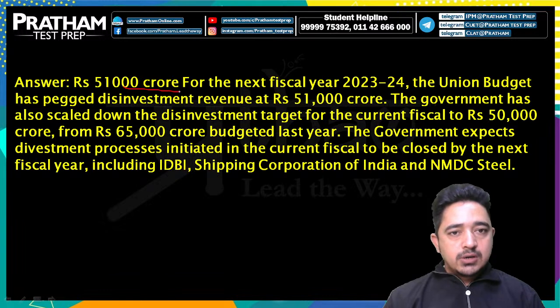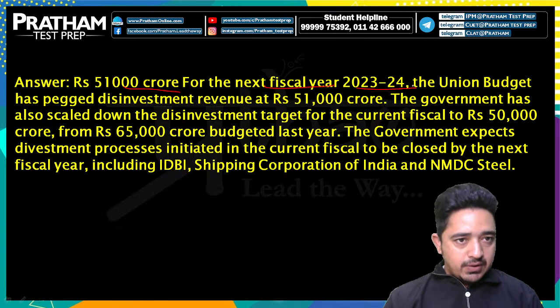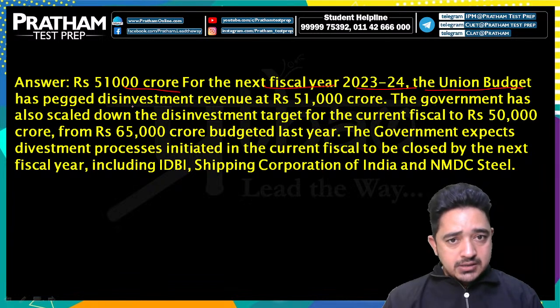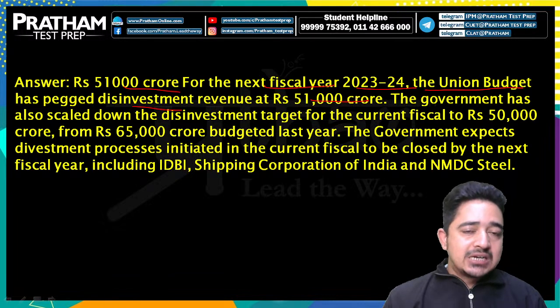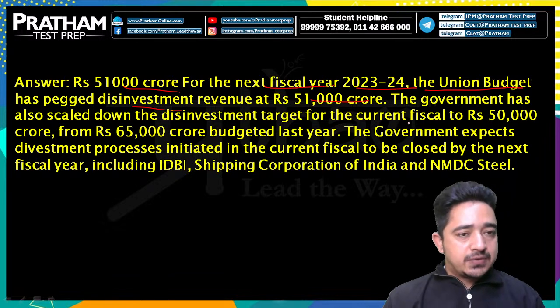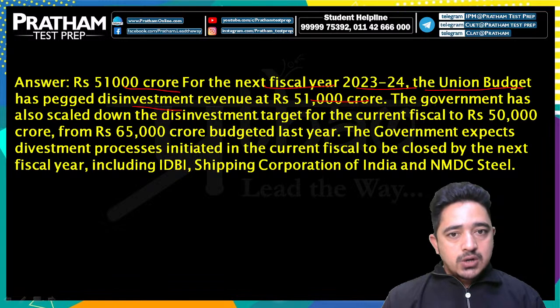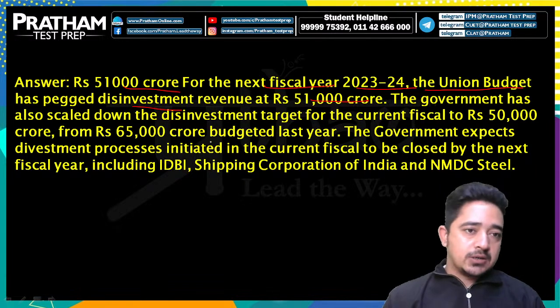The answer is 51,000 crore for the next fiscal year 2023-2024. The Union Budget has pegged disinvestment revenue at 51,000 crore. The government has also scaled down the disinvestment target for the current fiscal to Rs 50,000 crore from 65,000 crore budgeted last year.